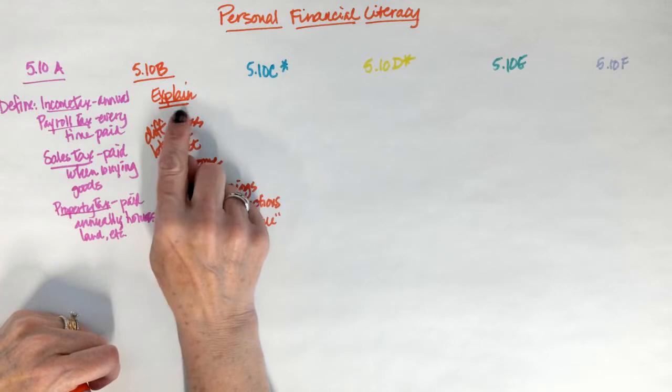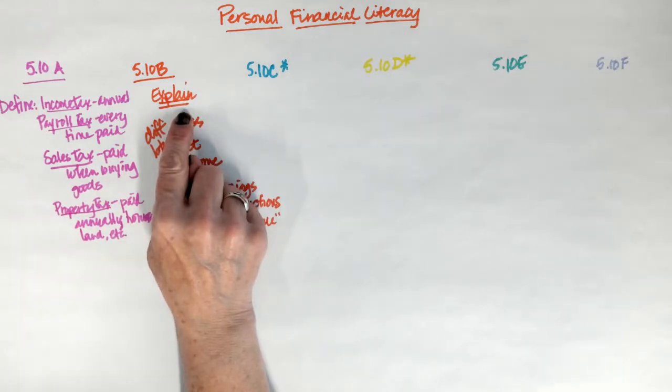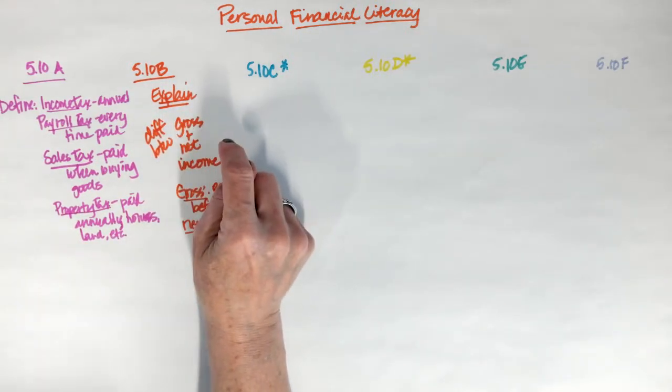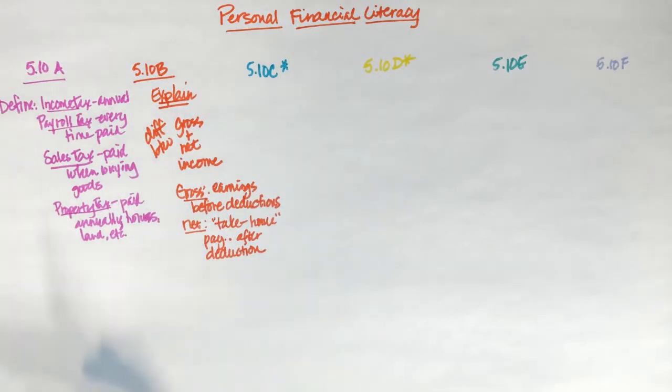But remember, 510B, my verb is explain, not just define. So I do have to define them to understand them, but I have to take that farther than just define. I have to explain the difference between the two.